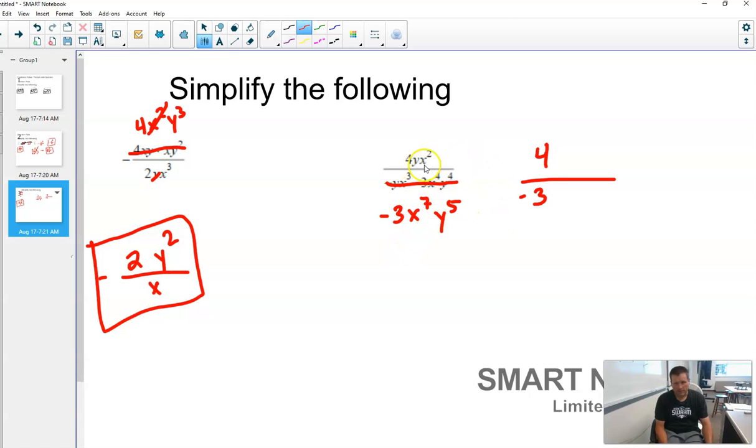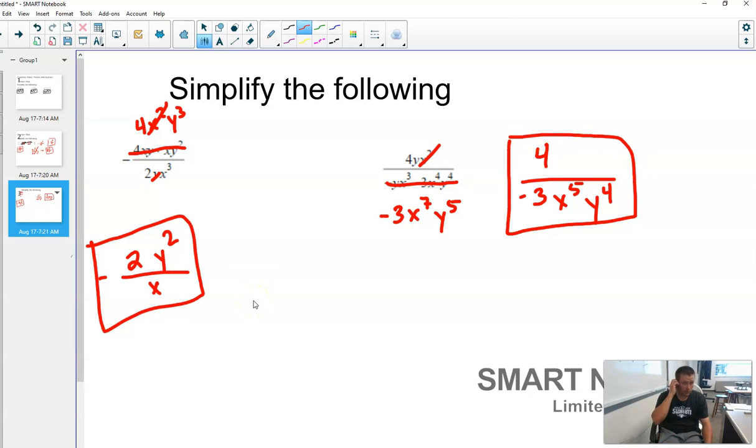I'm going to battle my x's. I have 2 and 7. 7's bigger than 2 by 5, so that'll be x to the 5th in the denominator because 7's more up here. Those all go away. I have y over y to the 5th, so obviously 5 is more than 1 by 4, so that would be y to the 4th in the denominator. And bada bing, bada boom. That's your product and your quotient rule.